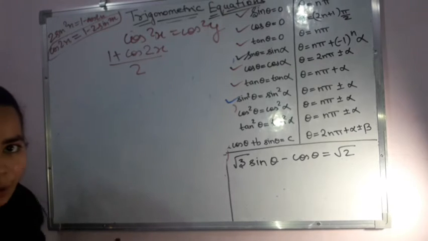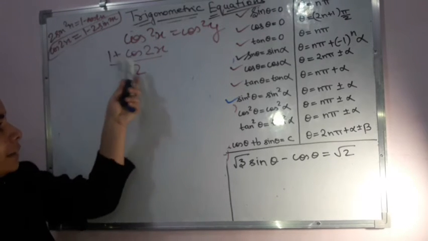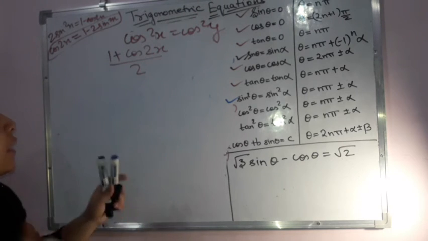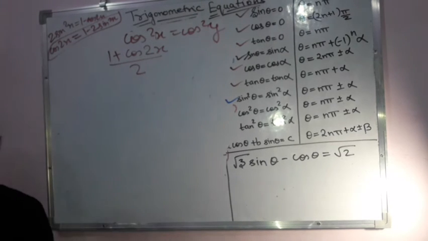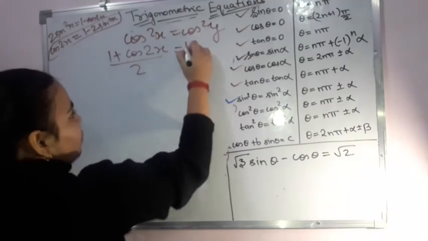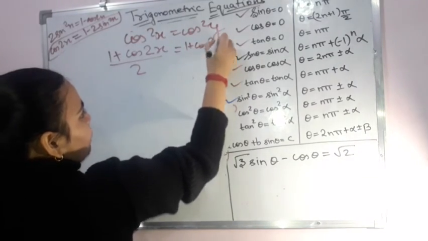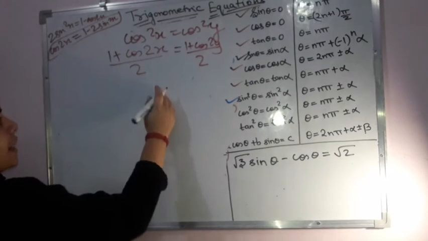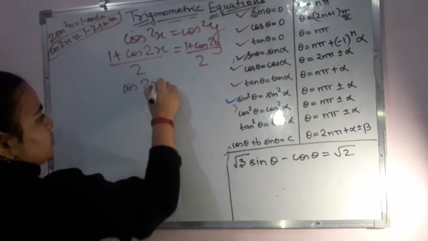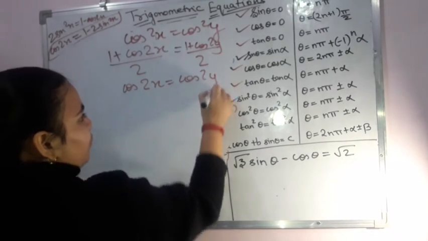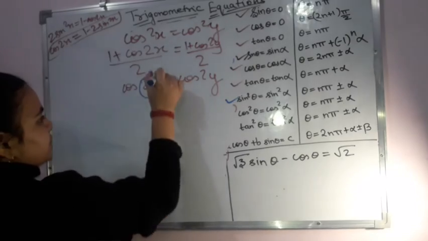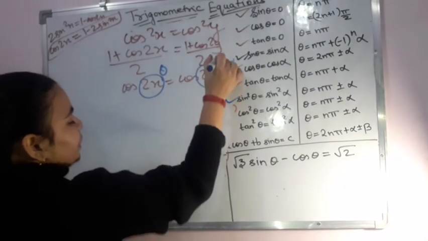In the previous formula that we were using, we were writing 1 minus cos 2x by 2. Here, for cos, our formula is 1 plus cos 2x by 2, and that is equal to 1 plus cos 2y by 2. Again the 2 gets cancelled, and 1 on both sides. That means I am left with cos 2x is equal to cos 2y, and from here, 2x could be written as theta and 2y could be written as alpha.